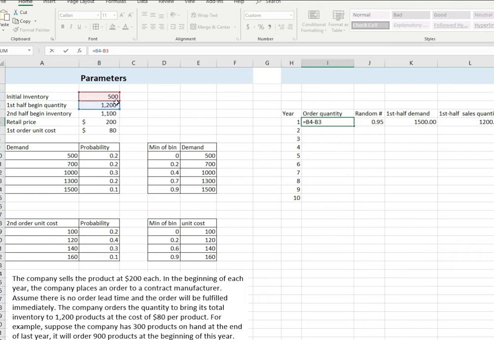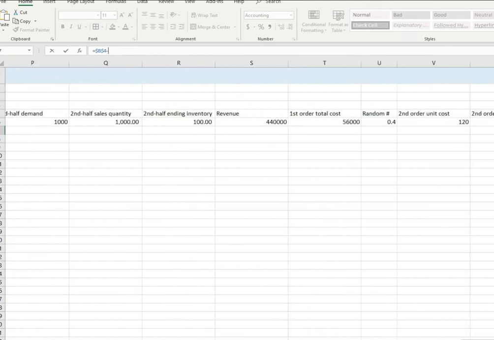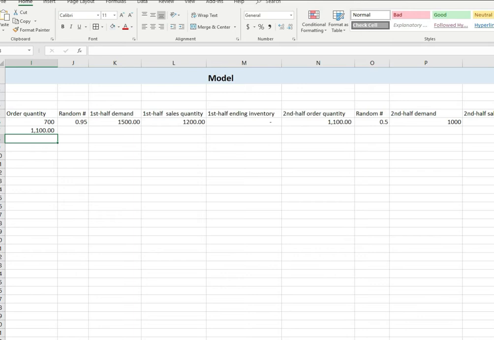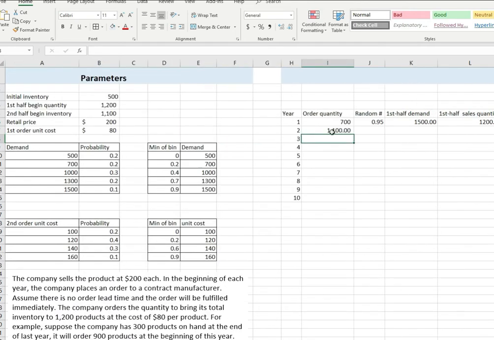Well, actually no, because in year one we know the initial inventory is 500, which is not the case for year two. So in year two, your remaining inventory is actually what is remaining from year one. So your order quantity is going to be your target inventory level, fix a reference, minus whatever remaining inventory you have at the end of year one, which is here. So that's your order quantity.